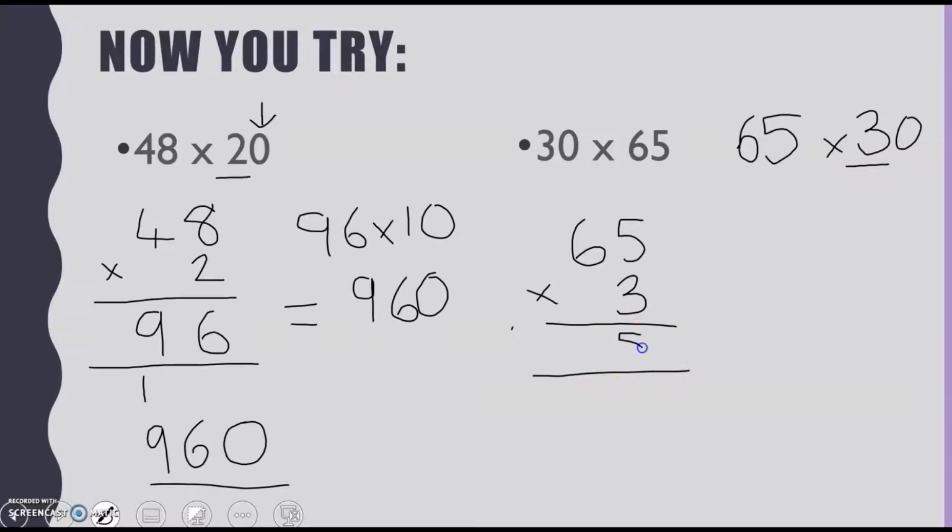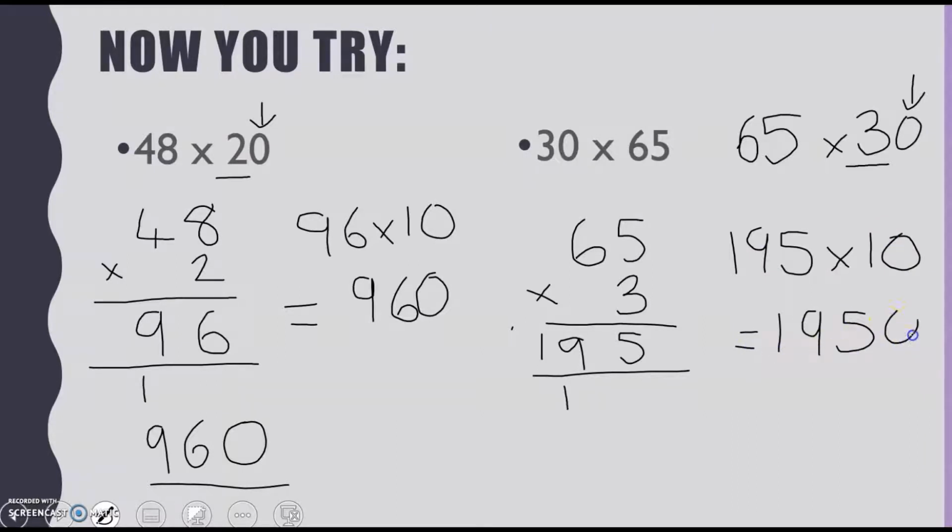3 5s are 15, so write the 5 down, carry the 1, and 3 6s are 18, plus that 1 is 19. So 195, but I still have my 0 to put at the end. So 195 times by 10 is going to give me 1,950 for my final answer there. Hopefully we got those two correct.